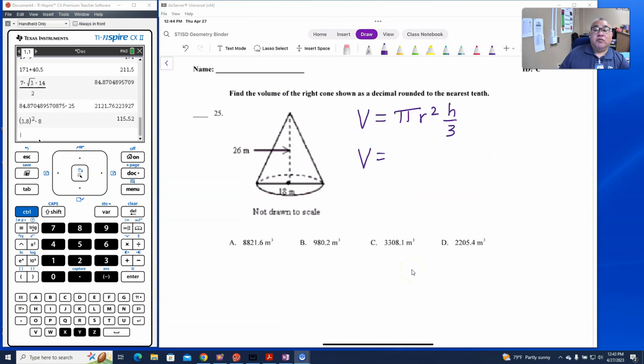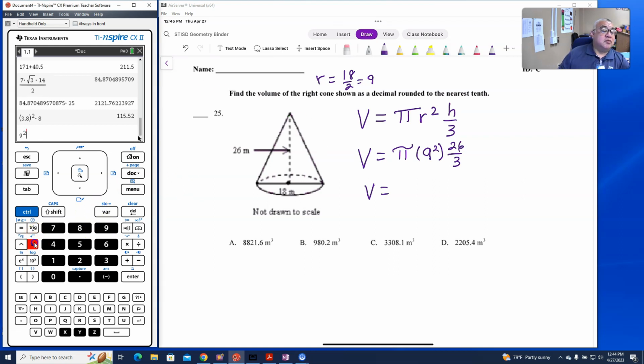We're going to find the volume of a right cone, and I'm showing you the cone here so we know that the height is 26 meters. Now the 18 represents the measurement of the diameter, so you have to divide that by 2. So just make sure you understand that you have to divide by 2. So it's 18 divided by 2, which gives you 9. So it's going to be pi 9 squared. The height is 26 divided by 3. So V equals, and so you're going to type in 9 squared times 26 divided by 3. Enter. So you get 702.